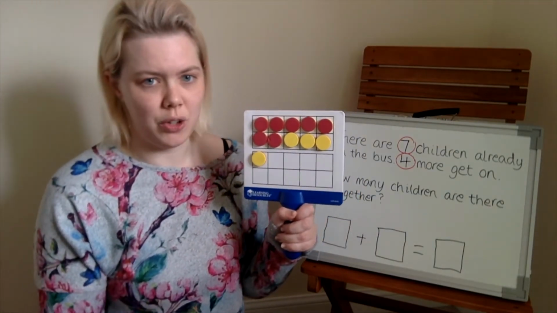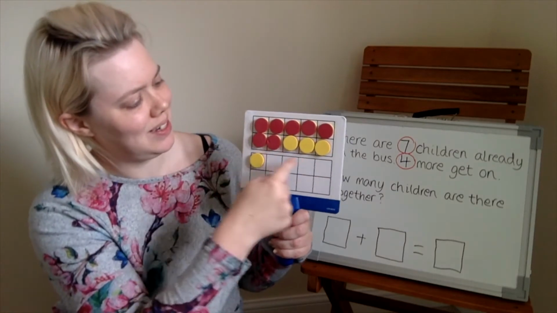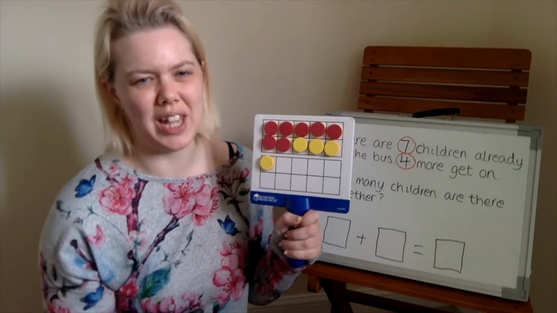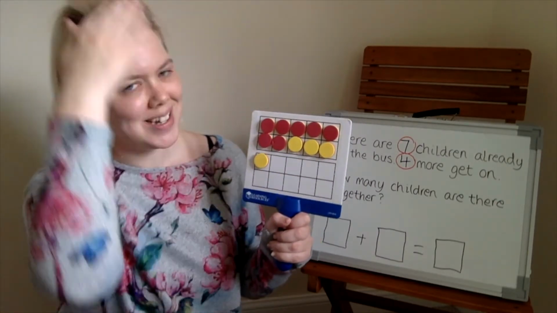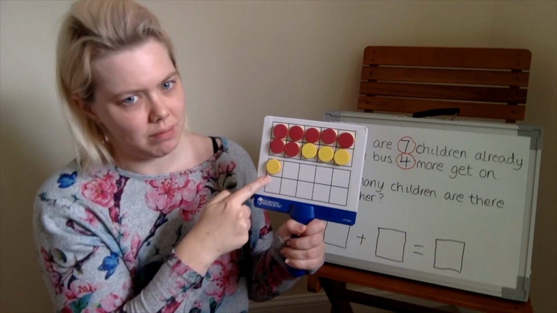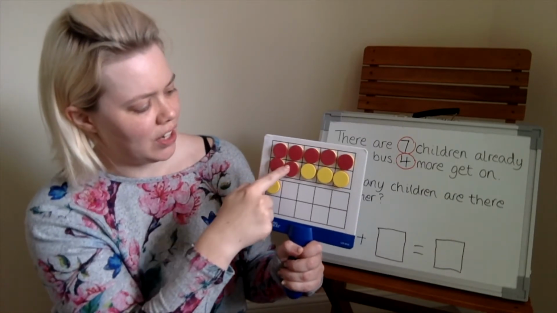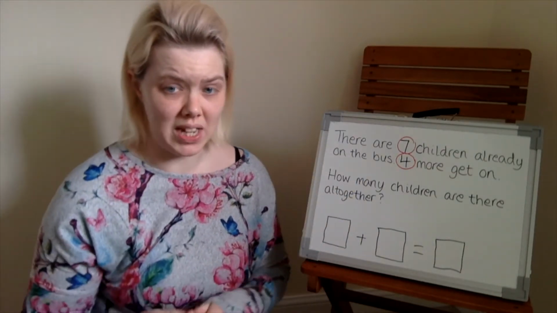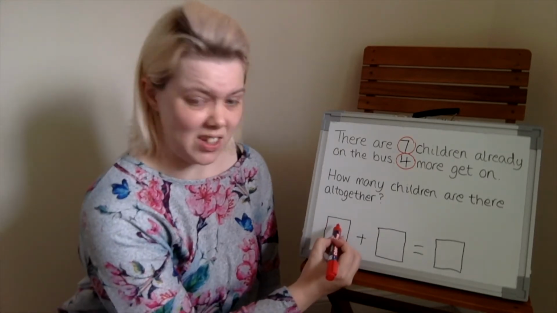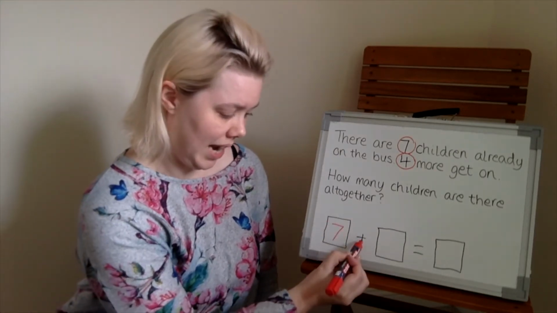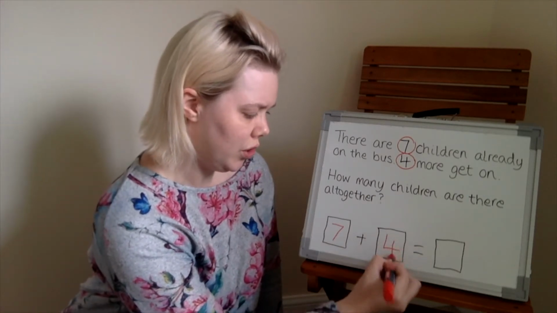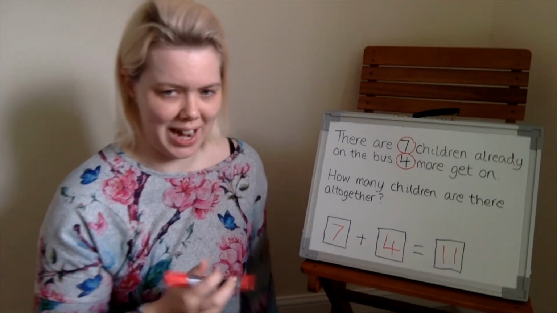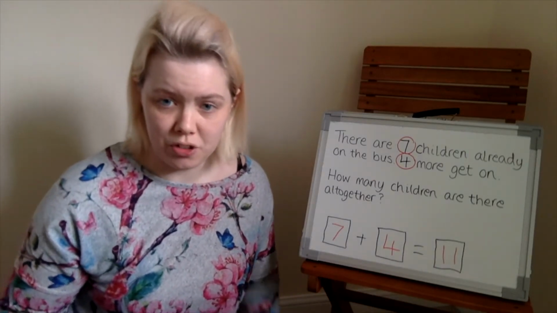I know, because we've done lots of 10 frame work, that this is 10. And I know I've got 1 more here, so I don't need to count those again because I already know there's 10 there. So there are 10, 11. So my 7 add 4 makes 11. So when I write this as my number sentence, I would write 7 add 4 equals 11. Okay, so that's our first question with our 10 frame.